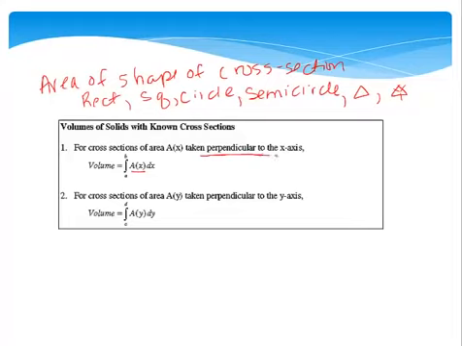If they're telling you to take the cross sections perpendicular to the x-axis, which means up and down, then we're going to figure out the area in terms of x, and we're going to have our limits, a and b, being on the x-axis. If they tell you to go perpendicular to the y-axis, that means you're going to be looking at it left to right. We're going to go right side minus left side. That should sound familiar, to figure out the area. And then these here will be y limits.